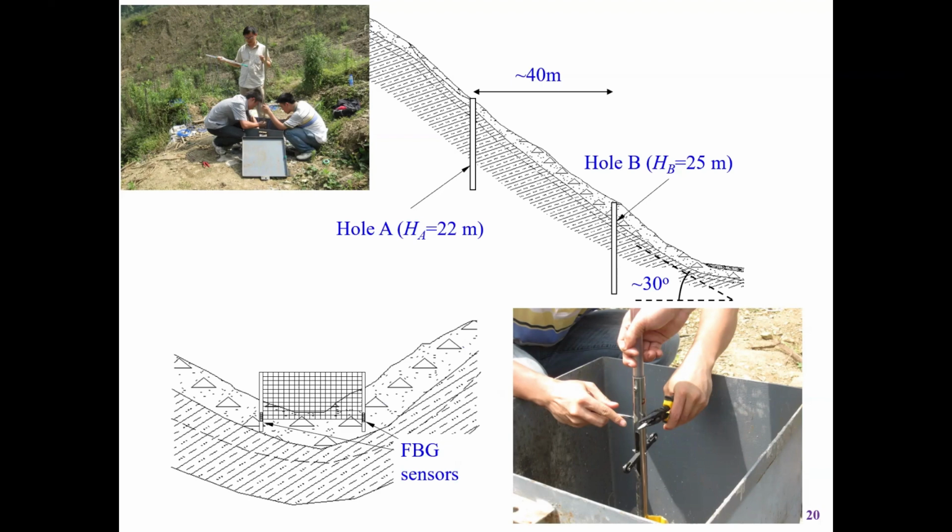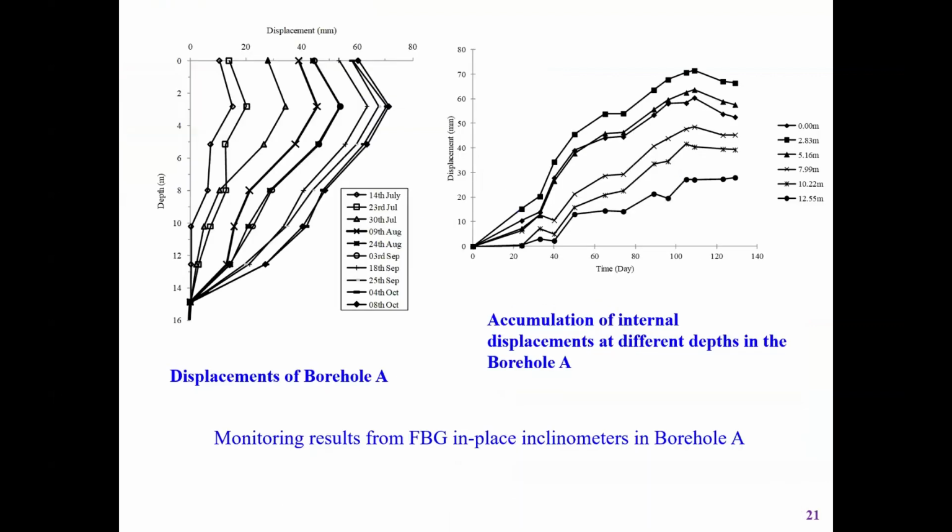We install our fiber in-place accelerometer, designed by my group, into there. We have conventional in-place accelerometers, but here the in-place accelerometers were designed by us. The sensor elements are fiber Bragg gratings. We installed this one in two boreholes, and we can measure lateral movement inside.